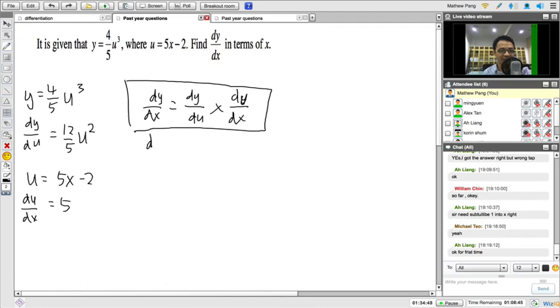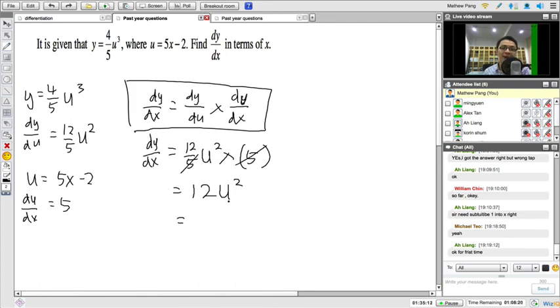I'm going to substitute in. So my dy dx actually will equal to my dy du, 12 over 5 u square, multiply by this 5. Do you see that? Then I multiply 5. I know 5 and 5 I can simplify. I got 12 u power of 2. But because dy dx, we know we cannot leave our answer in u, must be x over here. So I'm going to substitute what's in my u. My u will be 5x minus 2 square. This is my answer for 3 marks.